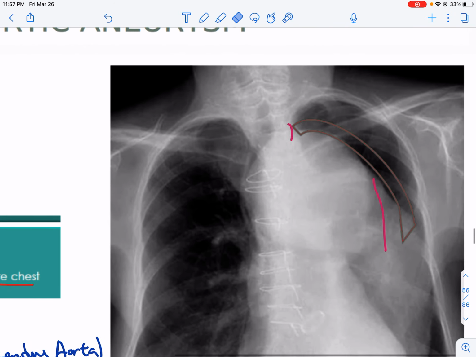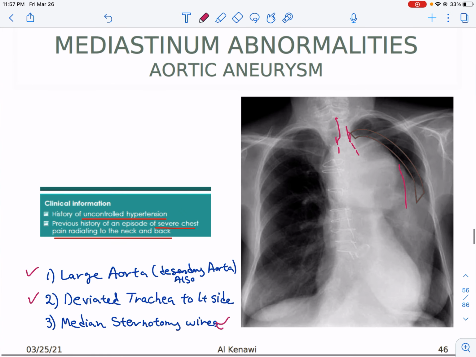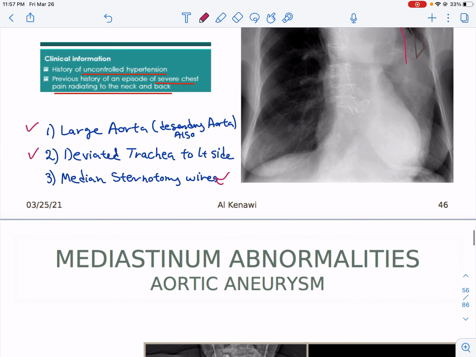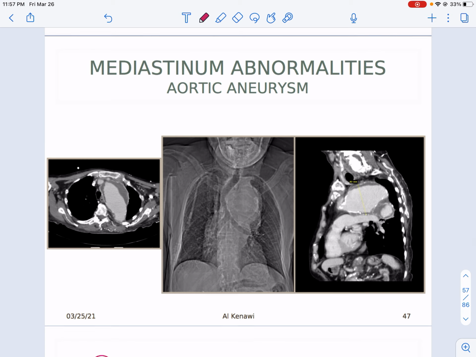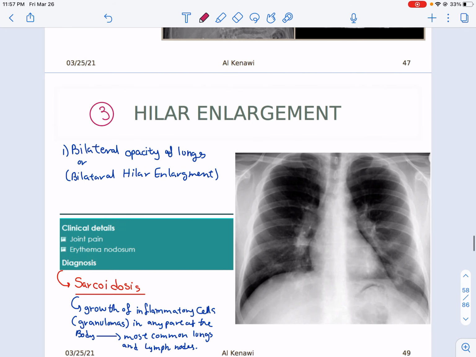Yeah, if you can see it. So it's a little wide, but we can see that the trachea is not in the normal position. تمام. هذه CT scan علشان توضح برضو الأيورتيك aneurysm.